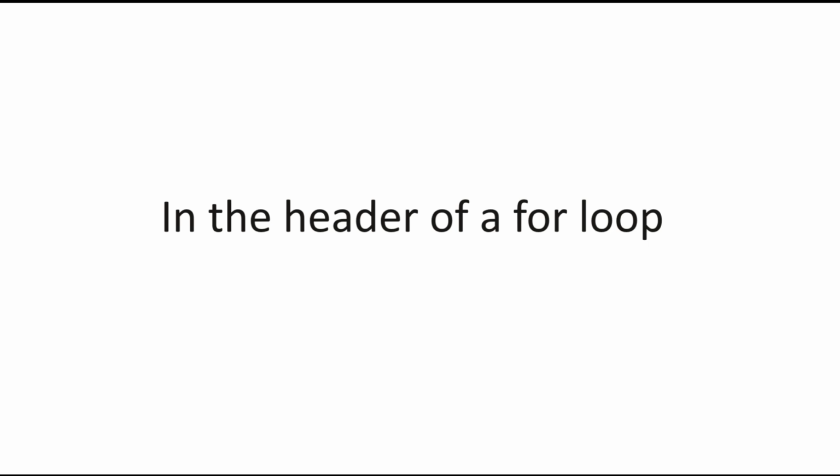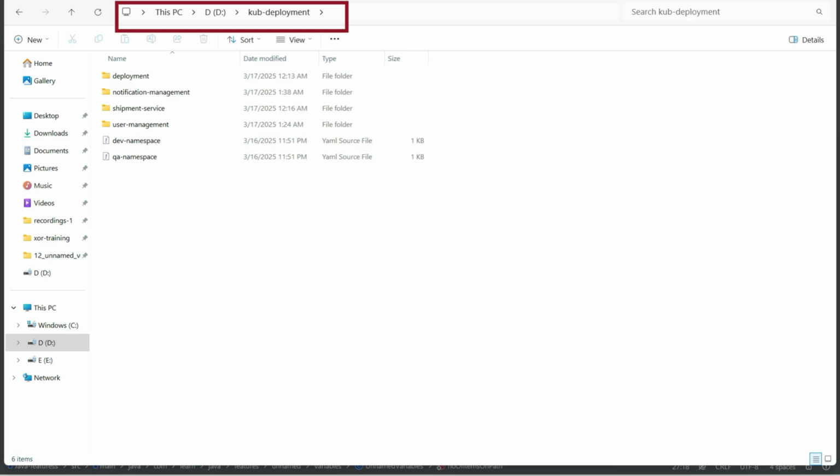The unnamed variables can also be used in the header of a for loop. Let's see how. Here at this path, you can see that there are 4 folders and 2 files. I will write one method where I will pass the name of this cube deployment folder, and that method will count the number of files and folders in this folder.